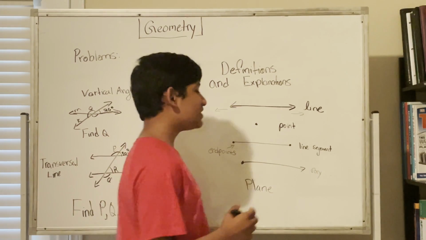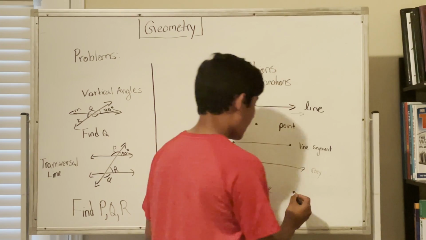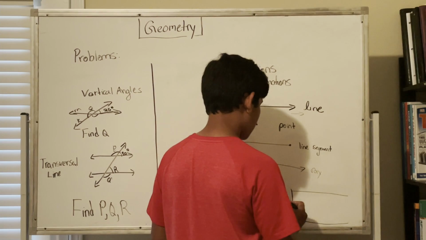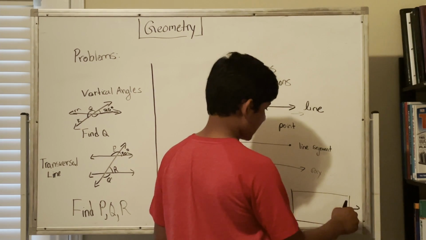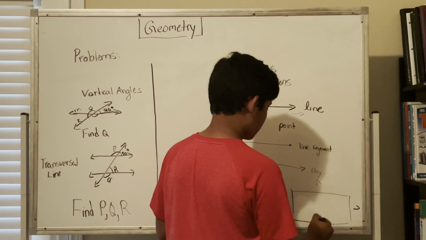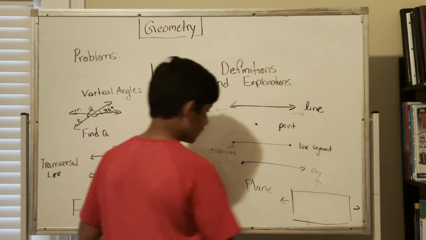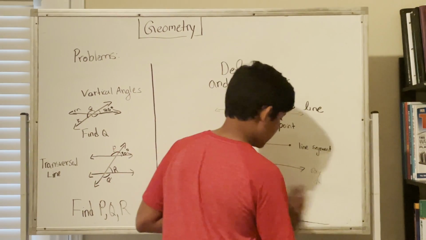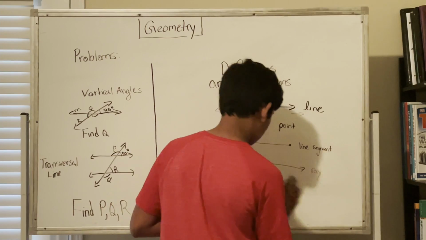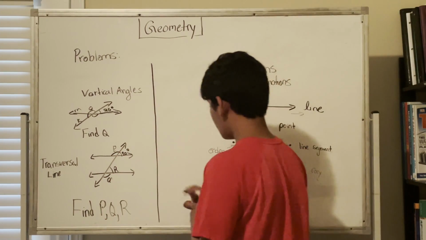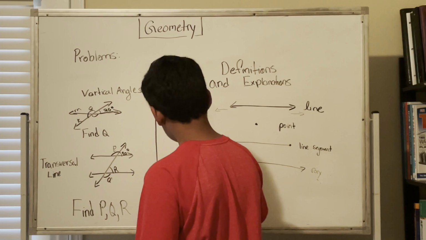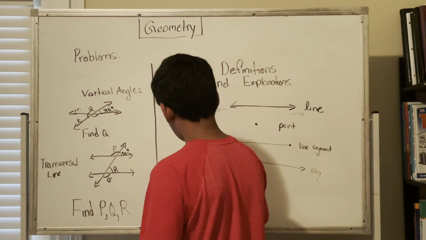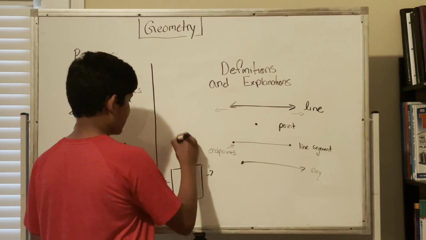A plane, last but not least, is where two-dimensional figures are on. A plane extends forever. So there is essentially just no boundary for these sides. So it extends forever. So that's essentially just a plane. So we can write it over here. So if we just take this as a plane, but it extends forever in all directions, we can say that this is a plane.